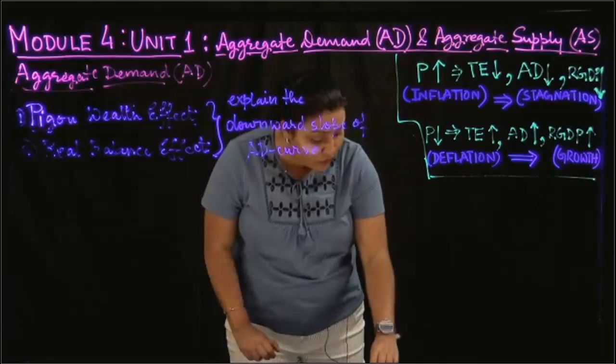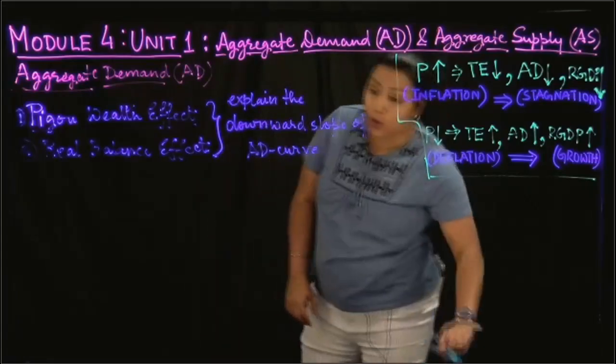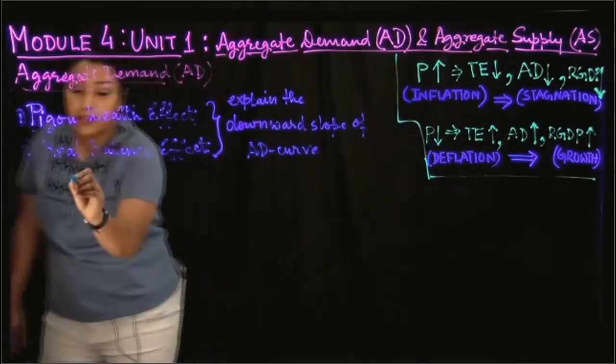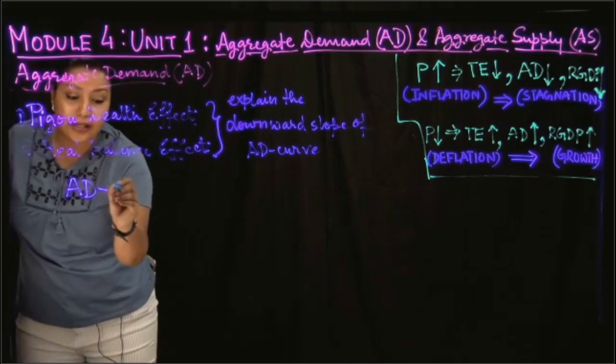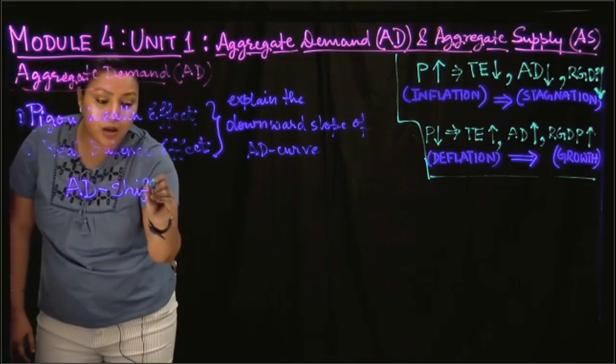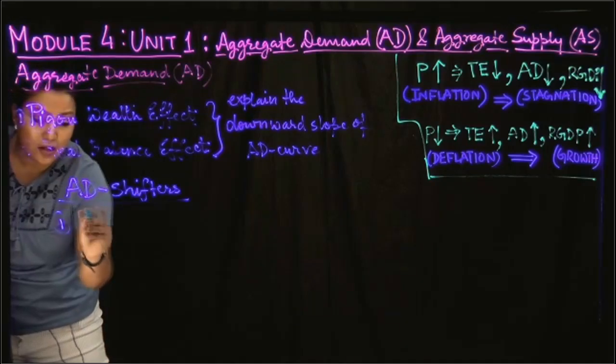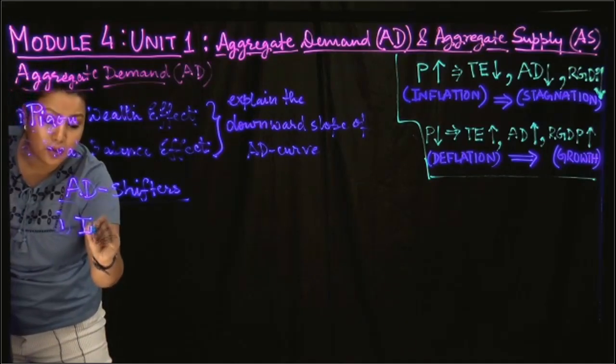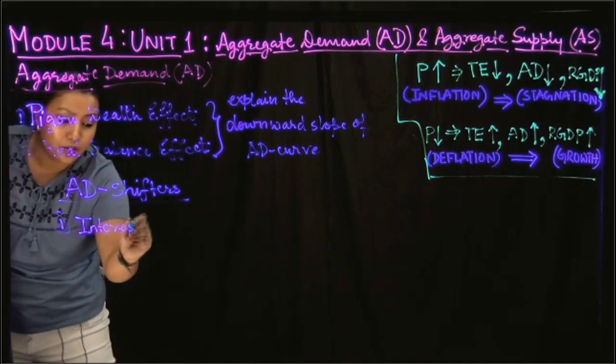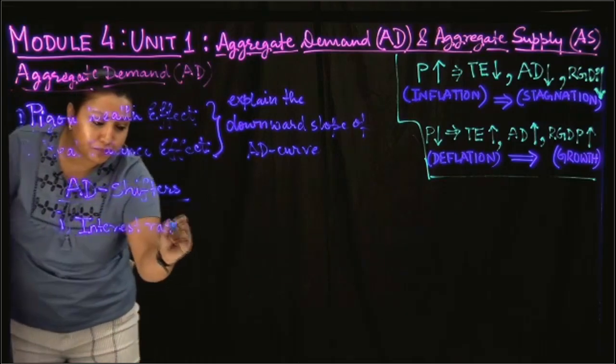Next, let us talk about the aggregate demand shifters. What are the factors that could shift the aggregate demand curve? The AD shifters. Now under the AD shifters we have some effects. The first one and the most important one is called the interest rate effect.